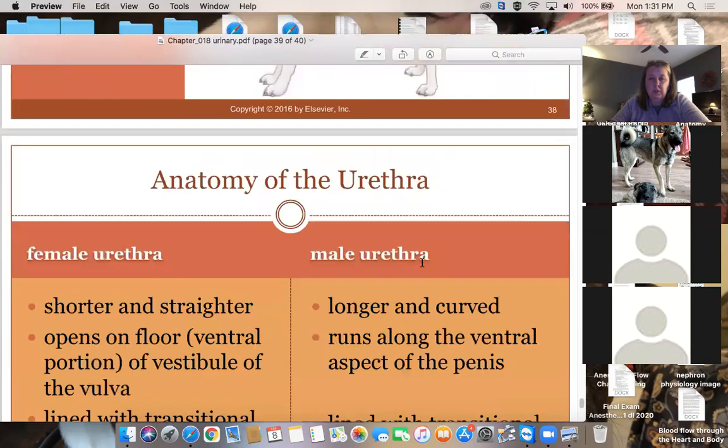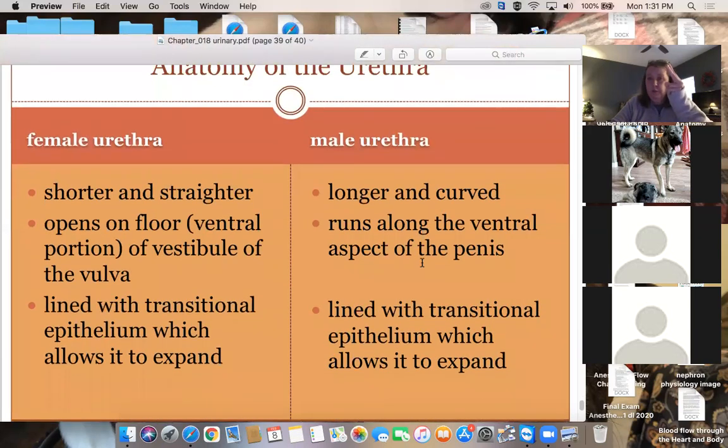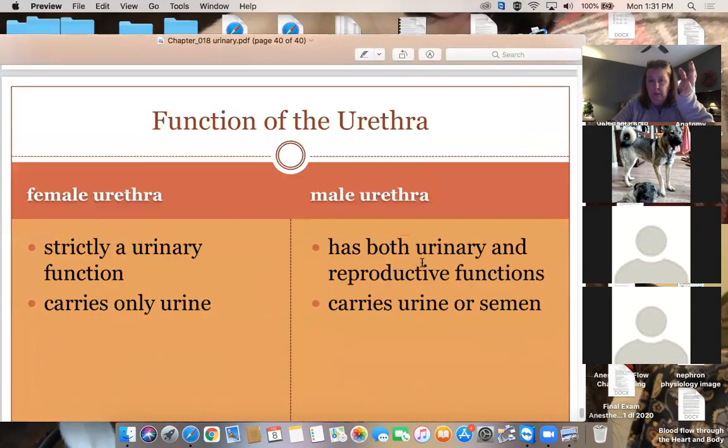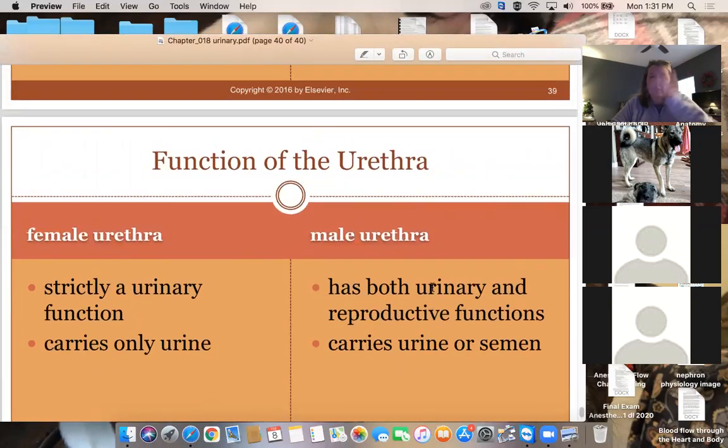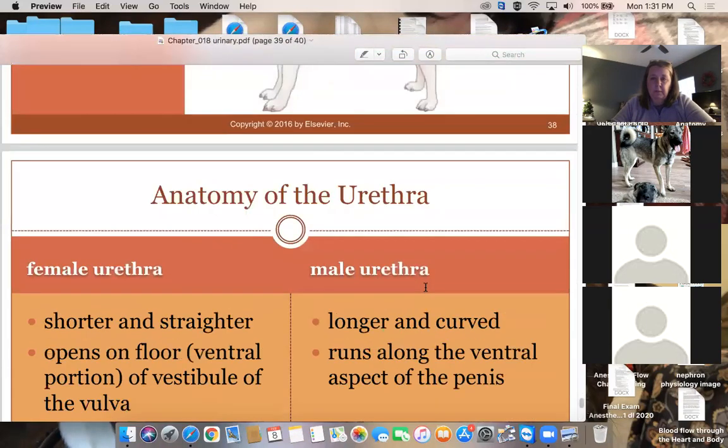So you do need to know the two differences in a male and female urethra. One is their length and shape: female is short and straight, male is long and curved. And then function: a female urethra only carries urine. If I go back to this picture, sorry, I keep going back and forth.